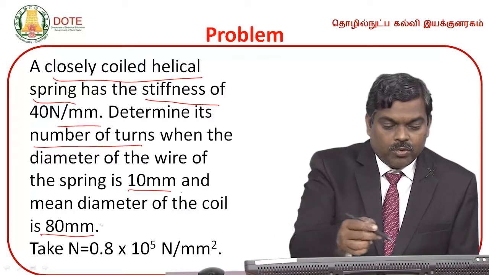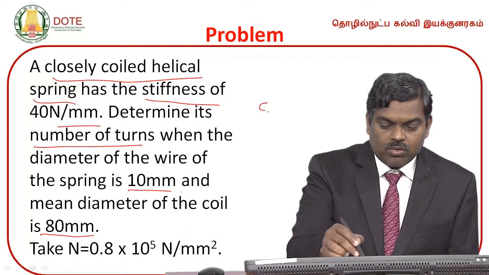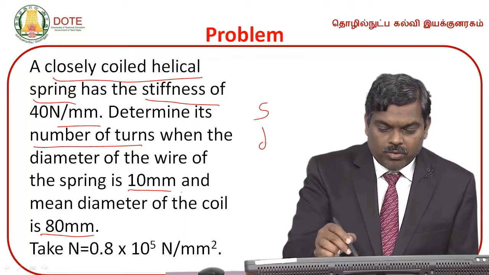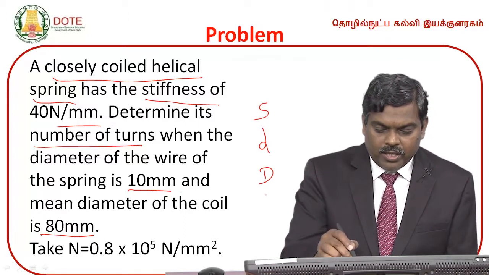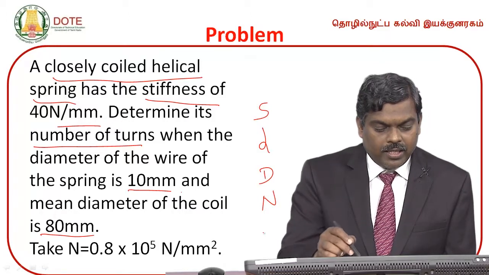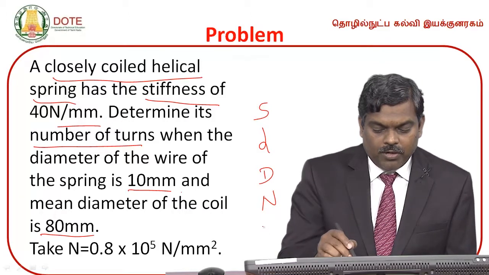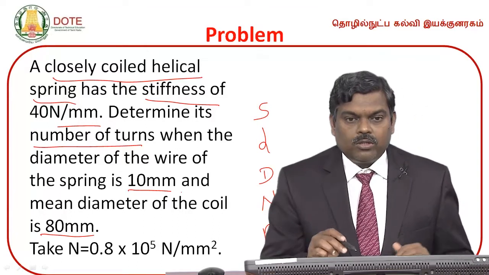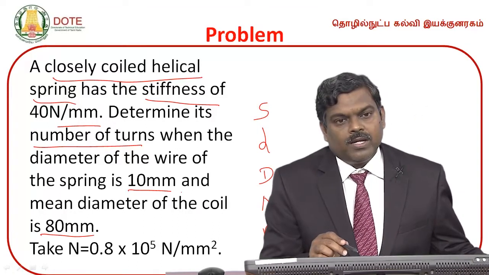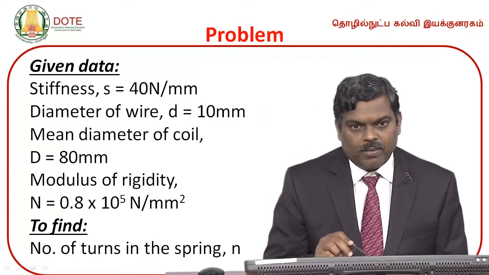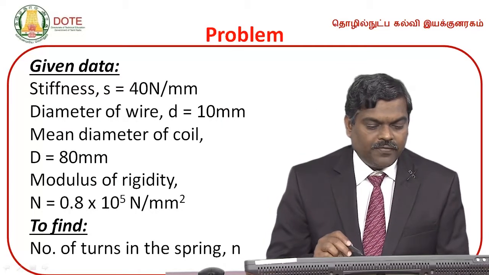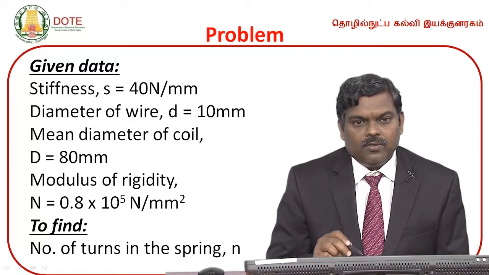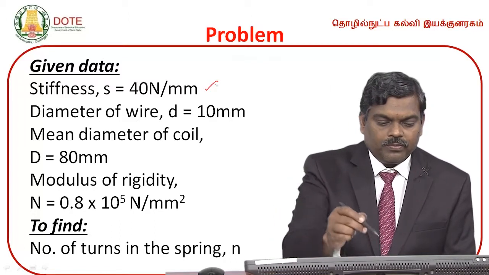So என்ன கொடுத்திருக்காங்க நமக்கு? Stiffness s கொடுத்திருக்காங்க, small d கொடுத்திருக்காங்க, capital D கொடுத்திருக்காங்க, N கொடுத்திருக்காங்க. என்ன கேட்டிருக்காங்க நமக்கு வந்து number of turns n is equal to எவ்வளோ அப்படின்னு கேட்டிருக்காங்க. ஓகேங்களா? So நம்ம இப்போ என்ன பண்ணணும் அப்படின்னா first step given data எழுதணும். கொடுத்துருக்க problem-லேருந்து எடுத்து எழுதணும். Stiffness s is equal to 40 Newton per mm.